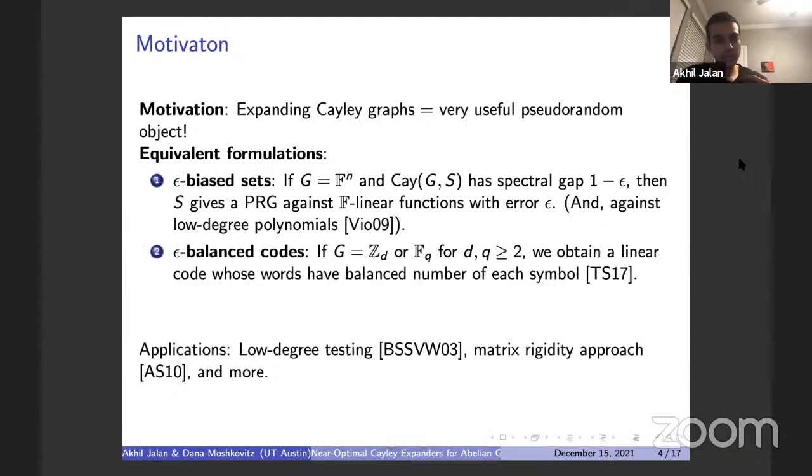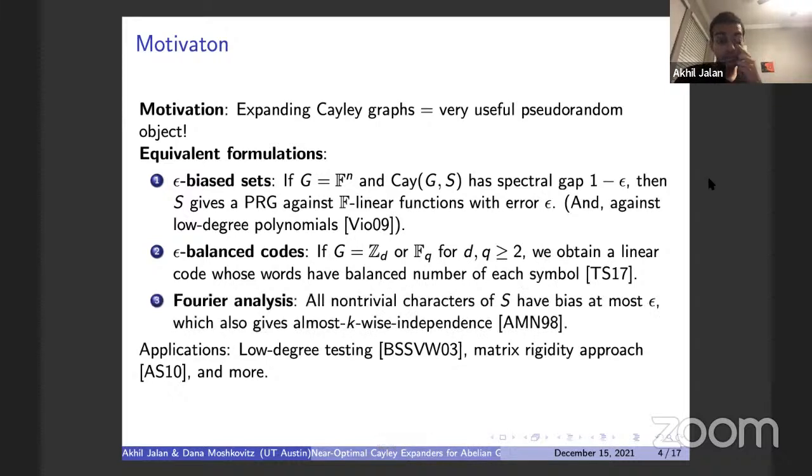Another equivalent formulation is epsilon balanced codes. These are codes that are stronger than asymptotically good, because not only do they have strong minimum distance, but actually they have minimum distance almost as strong as possible, which is equivalent to every code word having roughly the same number of each symbol out of all the symbols in the alphabet. Finally, these are also equivalent to objects which have nice conditions on their Fourier spectrum. So these are all equivalent definitions, and this is the kind of object we're interested in constructing. Some applications of this, for example, are low degree testing and an approach to matrix rigidity, which you can read about in our paper.